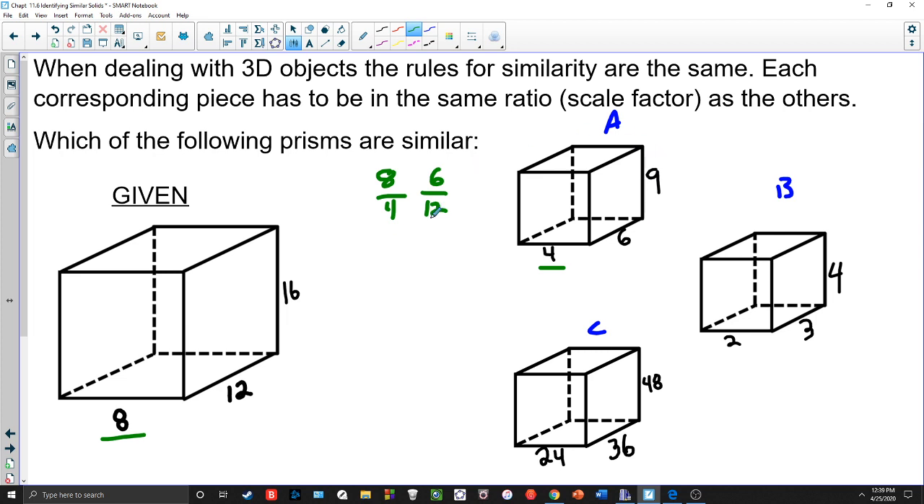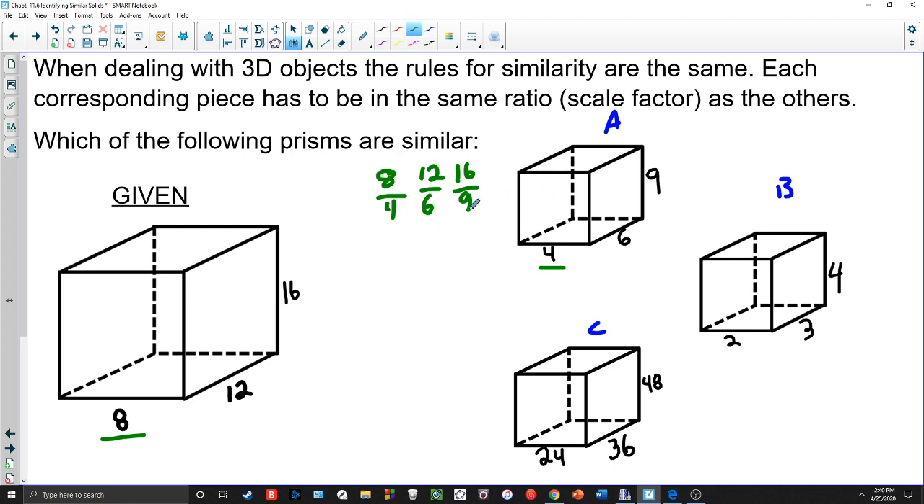Actually, I should make sure I do it in the same order. Some of you might be screaming at me right now. This second one should be 12 to 6. Why is that important? Here I went 8 to 4, big to small, original to non-original. So I should go 12 to 6, not 6 to 12. I need to keep that consistency. Big to small, big to small. Here it's also going to be big to small.